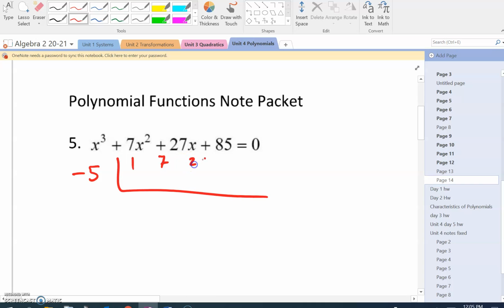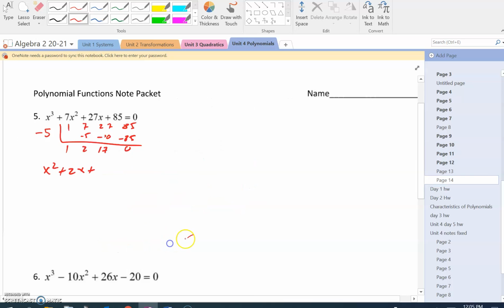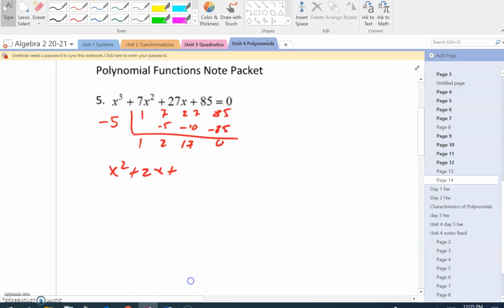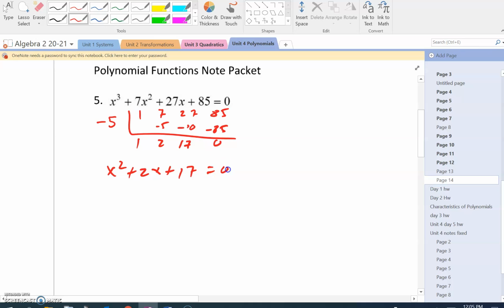1, 7, 27, 85; 1, 2, -5; 2, -10, 17, -85, 0. Perfect. Only problem is, it looks like another quadratic formula problem. Another imaginary as well. Somebody really likes these imaginaries.